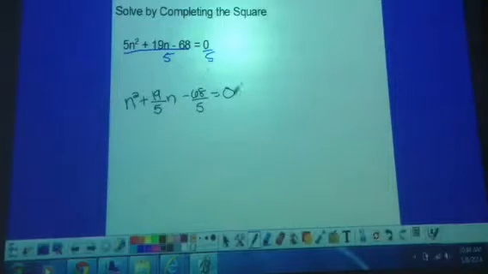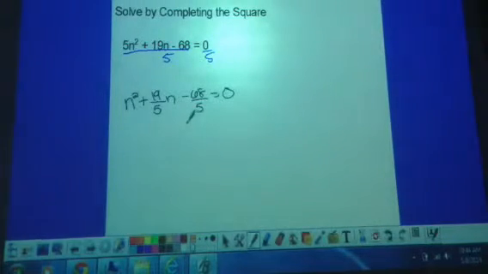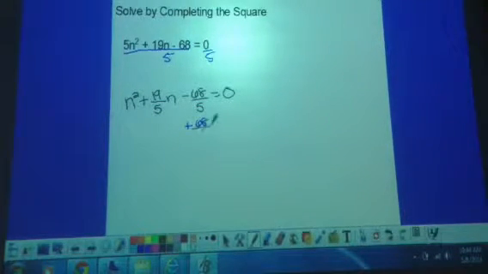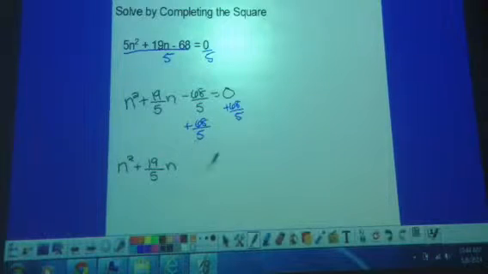Okay, I'm going to move this c term over, because that's what I always do, I move the c term over. So I'm going to add 68/5 to each side. So that's going to leave me with n squared plus 19/5 n. I'm going to leave a space so I can complete my square, and 68 over 5.